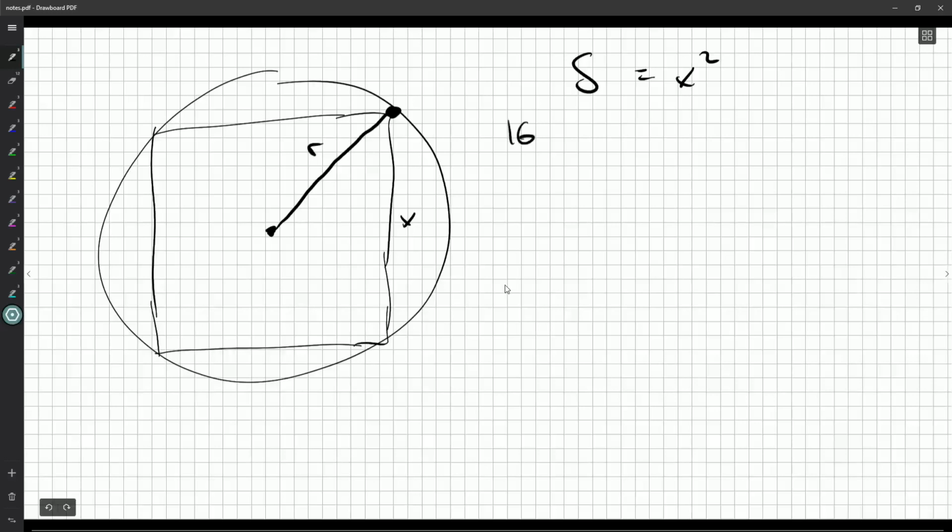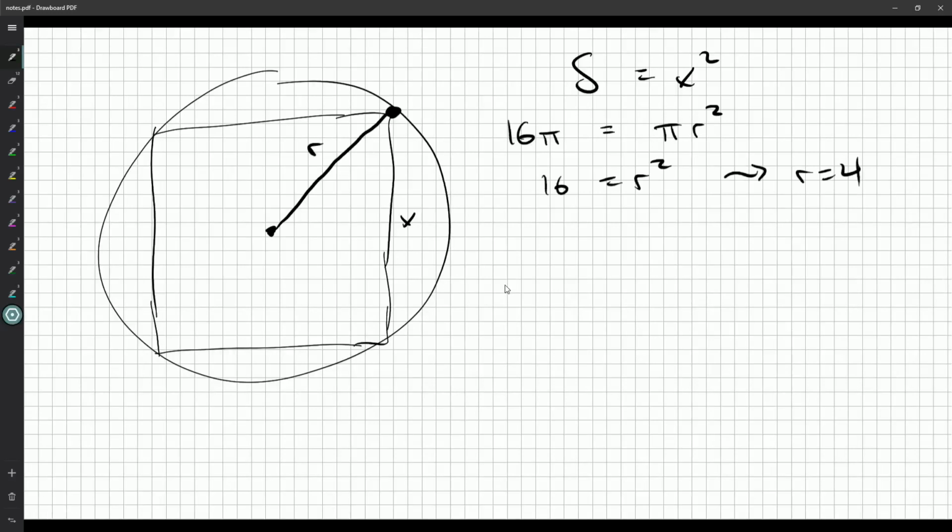Now, we know 16 pi is the area of the circle, but how do we figure out the area of a circle? Well, it's pi r squared. So 16 is r squared. R is going to be 4 centimeters, quite specifically. Okay, how can I relate r to x?